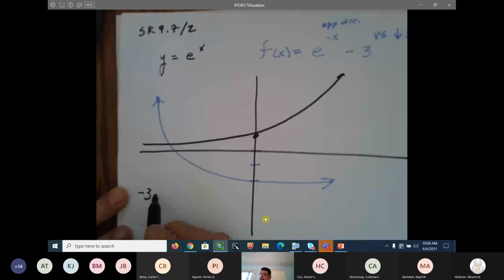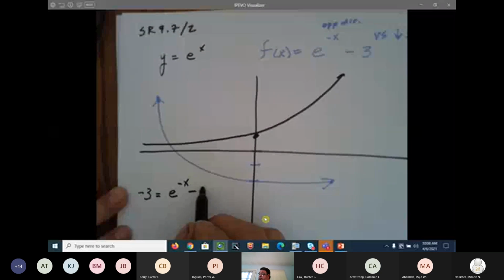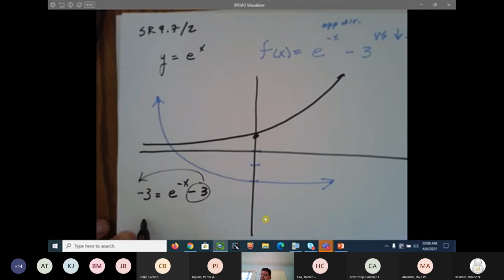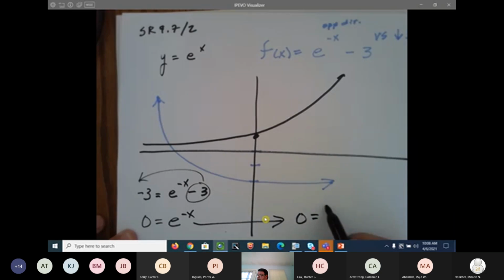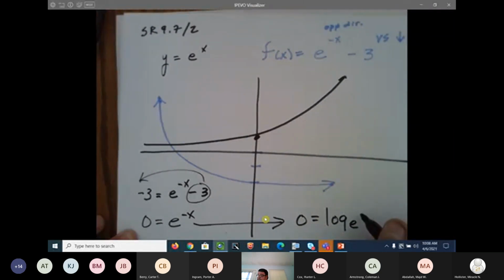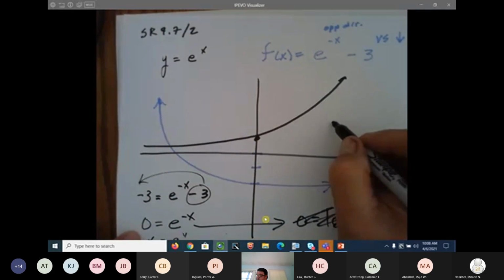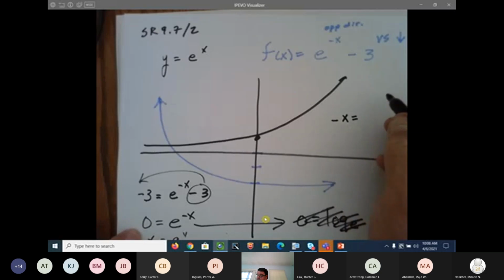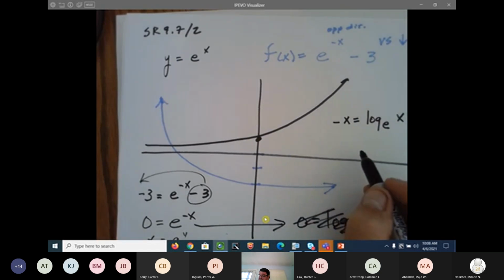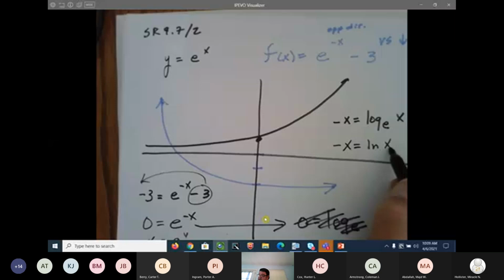-3 is equal to e to the -x minus 3. Bring that over. That becomes 0 is equal to e to the -x, which is equal to 0 is equal to log base e of e to the x. I'm sorry, that's not, that's y, a to the y is equal to x. I don't think this is going to work. So that's going to be log y is -x is equal to log base e of x. -x is equal to log base e, the natural log of x. I don't think that's going to work.